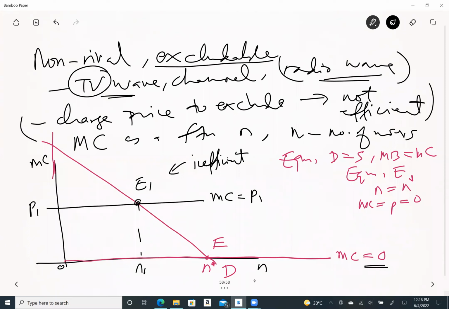And if they give it free, every house will have access to it. Then you access more people, your market is larger. You can sell more advertisements, you can sell more TV time. You can get better revenue. So that's why we say for a non-rival good, charging a price is inefficient.